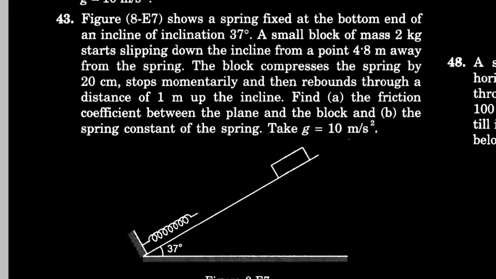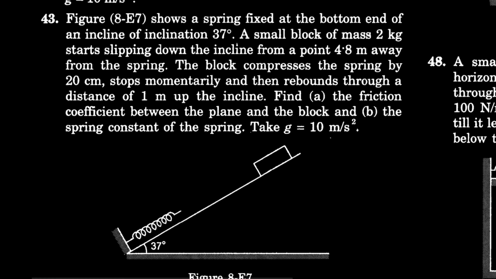In question 43, we have a figure. It shows a spring fixed at the bottom end of an incline of inclination 37 degrees. We need to find the frictional coefficient between the plane and the block and the spring constant of the spring. So this is solution 43.